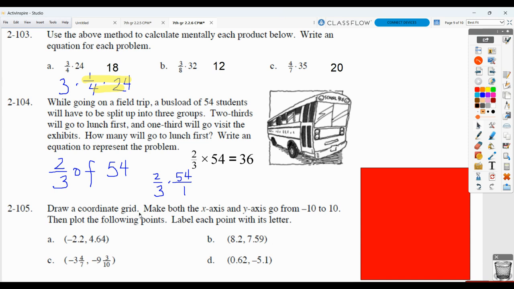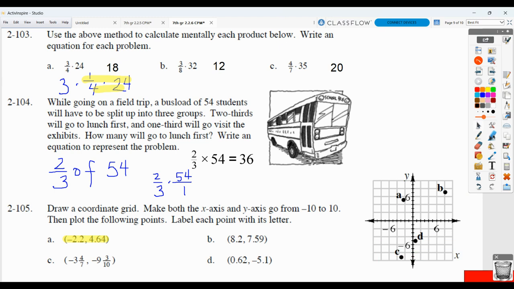Here they want you to draw a coordinate grid, mark the axes to go from -10 to +10 for the x and the y, and then plot the points. Now, as you notice here, these are not whole numbers. So when you plot those points, you will have to do a bit of estimating. So -2 and 2/10, they're showing that this is going by a scale of, there's 1, there's 2, 3, 4, and so on. So -2 and 2/10 would be approximately here. 4 and 64 hundredths would be approximately here. And so that's why A is located there.